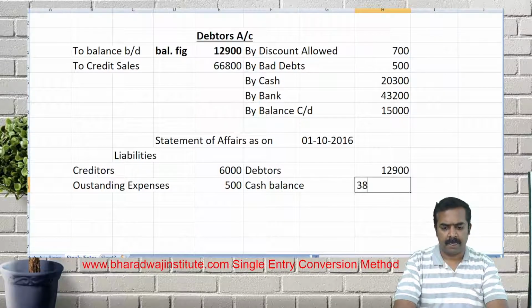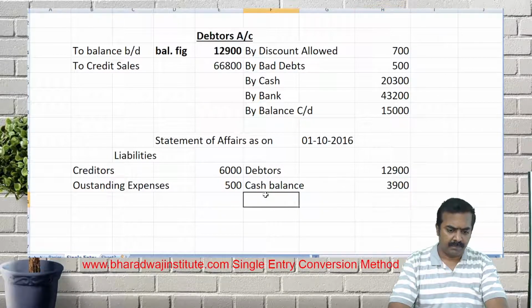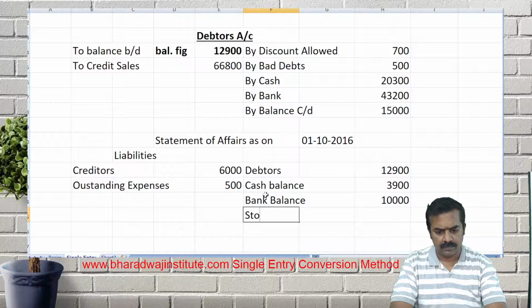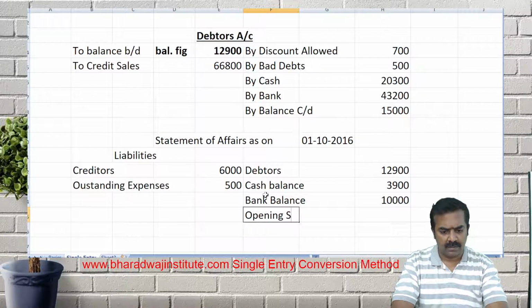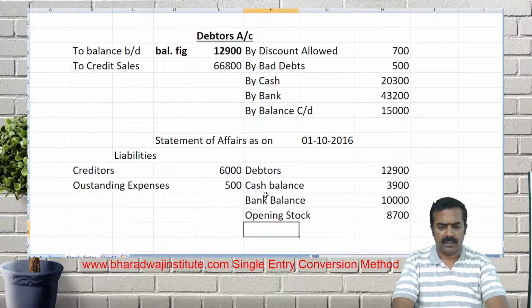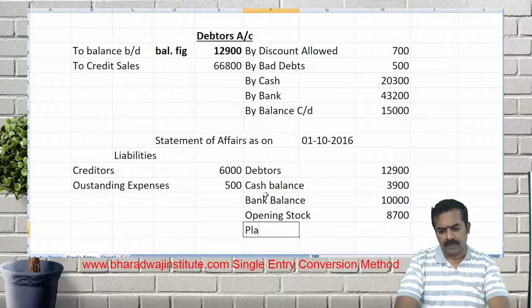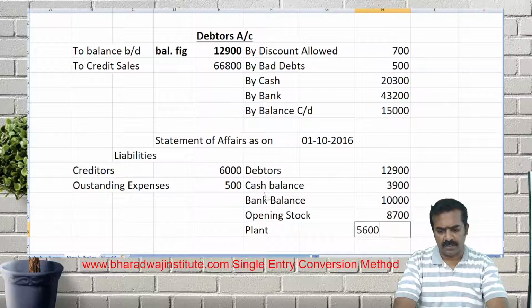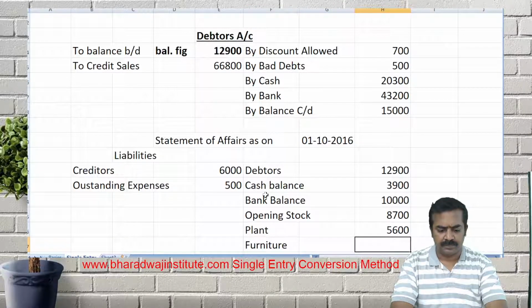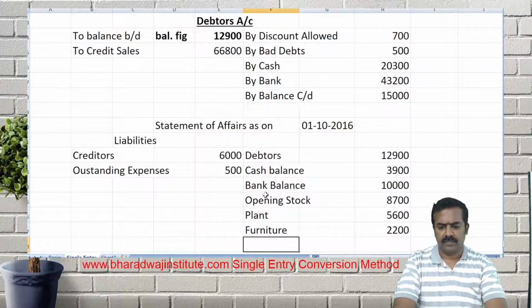Cash 3,900. Bank 10,000. Bank balance 10,000, approved. Stock, opening stock 8,700. Then plant opening balance 5,600. Furniture opening balance 2,000. Opening balance 2,200. That's all.